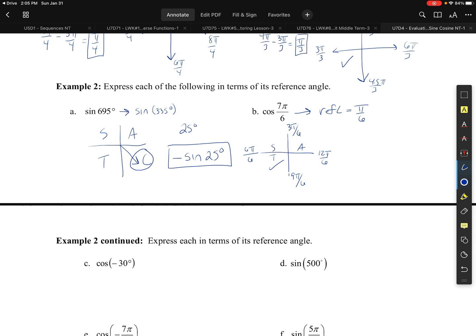A, S, T, C. So we're in the third quadrant. So in this situation, cos is negative. Right? Negative cos of pi over 6. Take a moment, pause, try out the next 4 examples and see how we're doing.